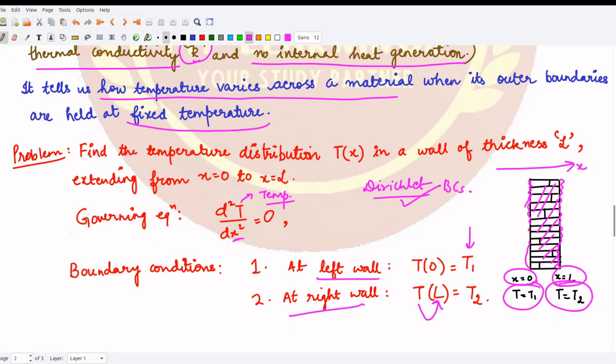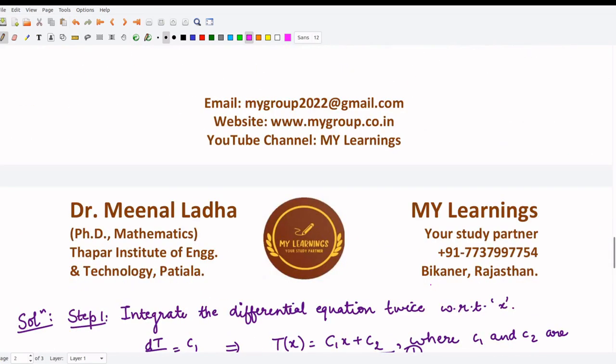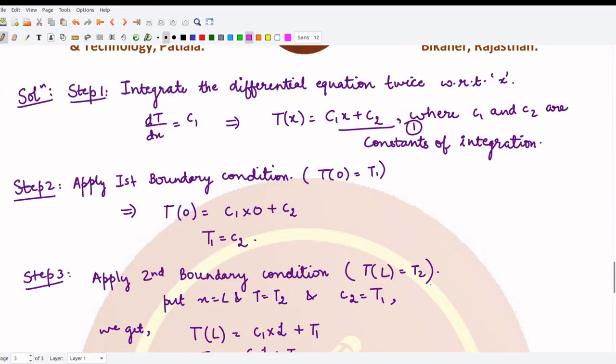Now how do we solve it, and what is its solution? For solving it, the first step is to integrate this differential equation. We simply get the solution by integrating it twice with respect to x. So you see, this is your solution: T(x) equals C1x plus C2, where C1 and C2 are the constants of integration. That is very simple.